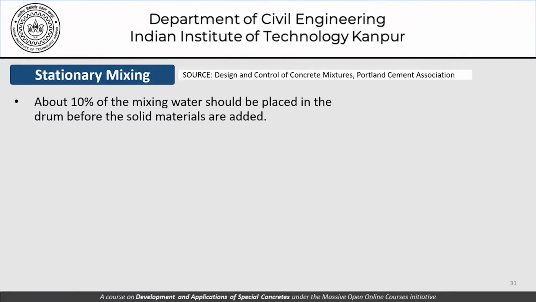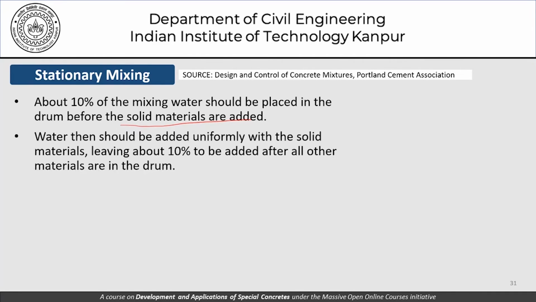Moving forward with stationary mixing, about 10% of the mixing water should be placed in the drum before solid materials are added. So this is a suggestion or a guideline as far as stationary mixing is concerned, that 10% of the mixing water should be placed in the drum before solid materials are added. Water should then be added uniformly with the solid materials, leaving about 10% to be added after all the other material is in the drum.